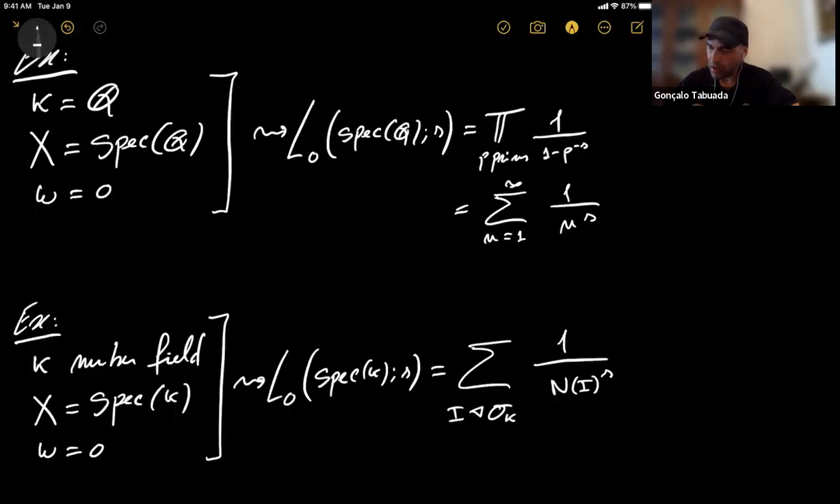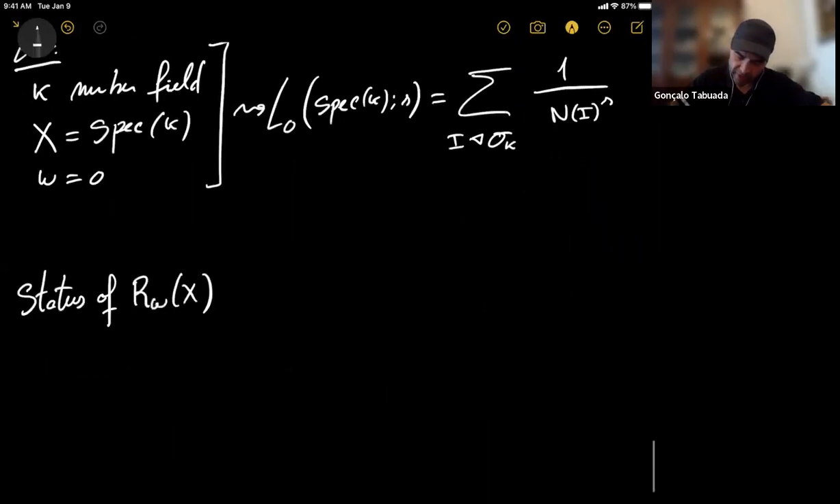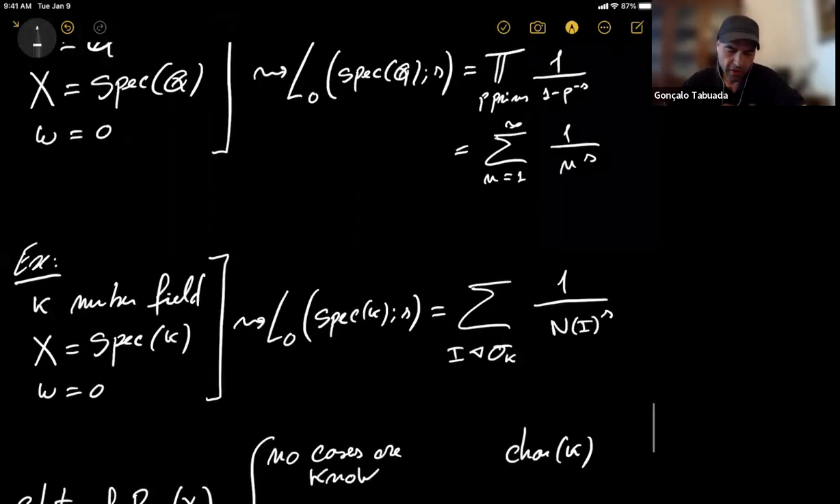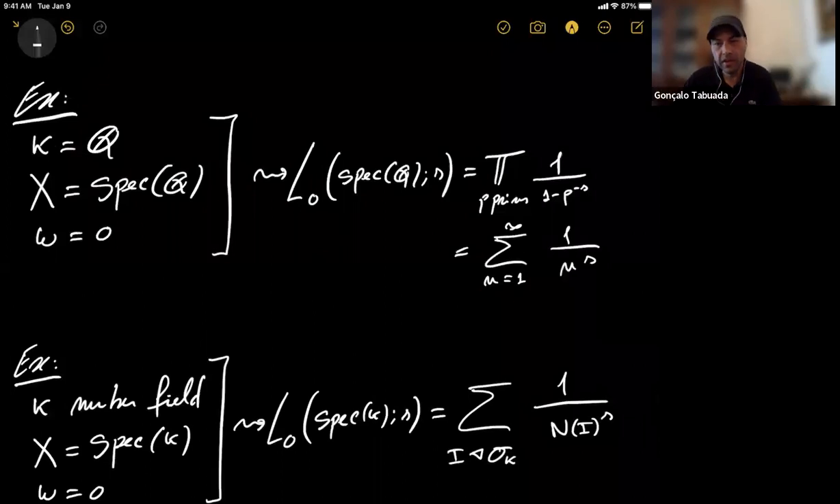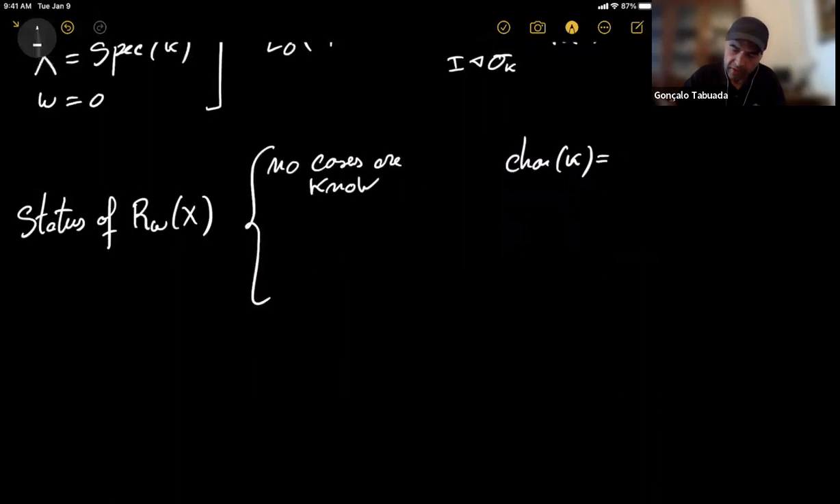So what can we say about this conjecture? What is the status of this generalized Riemann hypothesis? Well, the status depends drastically on the characteristic. If we are in characteristic 0, absolutely no cases are known. Of course, the simplest case is this one over Q and just a point. That's the classical Riemann hypothesis. So we know absolutely nothing in characteristic 0.